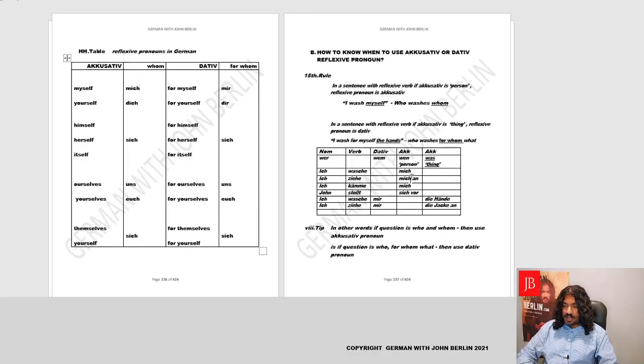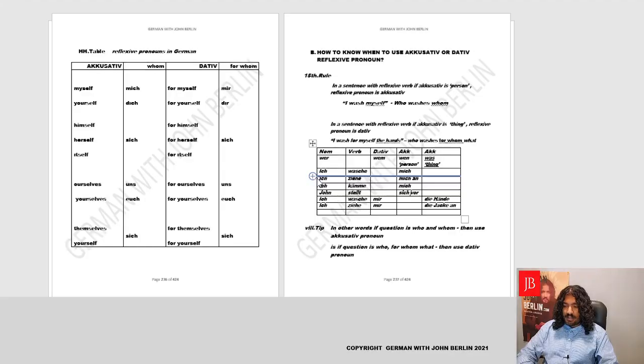Ich ziehe mich an. So basically anziehen, we already know it's to dress. Now I dress myself. So whom do I dress? A person, myself. So it will be again mich. Okay. Ich kämme mich, I comb myself. So whom do I comb? Myself, again a person, mich. John stellt sich vor. John introduces himself. Whom does he introduce? Himself, it is sich. So again, sich.